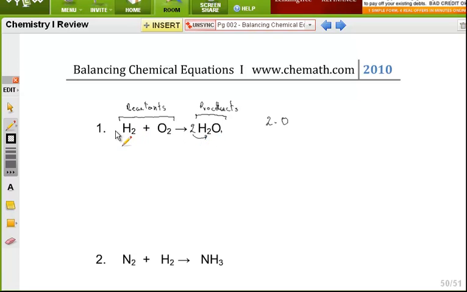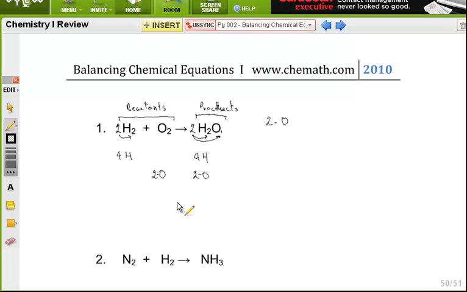So we have to put a factor of 2 in front of my hydrogen atom. We have right now 2 times 2 is going to be 4 hydrogen atoms on my reactant side, and on my product side we have 4 hydrogen atoms. We have 2 atoms of oxygen on my reactant side, and we have 2 times 1, 2 oxygen atoms on my product side. So my equation is balanced.